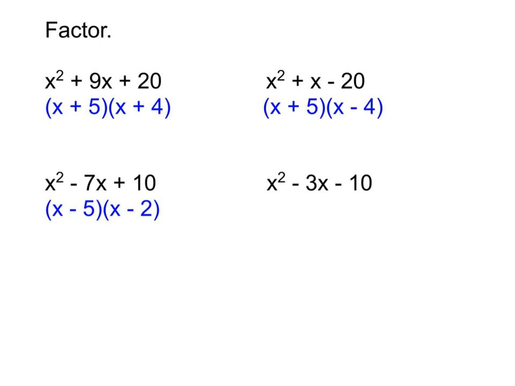Repeat the same process for the last one. In this case, I'm multiplying to a negative, which tells me 1 positive, 1 negative. And I'm adding to a negative, so I know I'm going to have more negatives than positives. Okay, so let's see, to get the 10, 1 and 10, nope, that doesn't work this time either. 2 and 5, oh yeah, the 2 and the 5 could work. I just have to make the 5 be the negative. There is my factored form, and now these are all done.